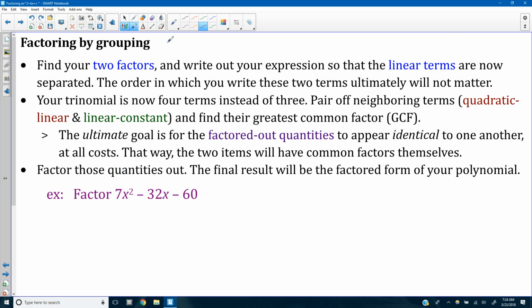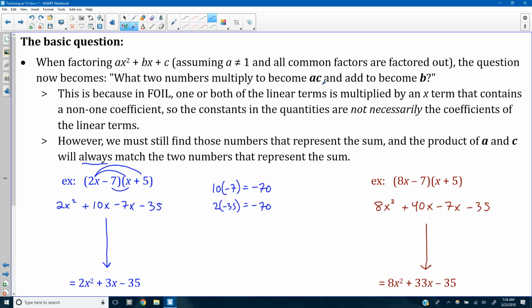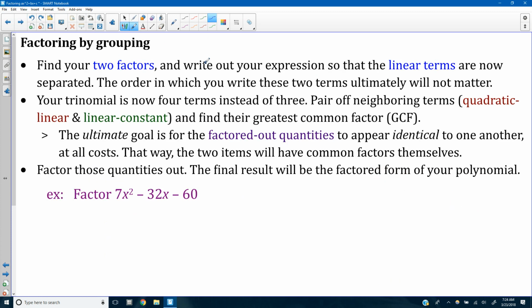Okay, let's begin with factoring by grouping. First thing you're going to do is find your two factors, meaning find the answer to this question. And then you will write out your expression. You will rewrite it so that the linear terms are now separated, and the order in which you write these two terms ultimately will not matter. Okay, let's put a break right there. Let's see if we can start with that.